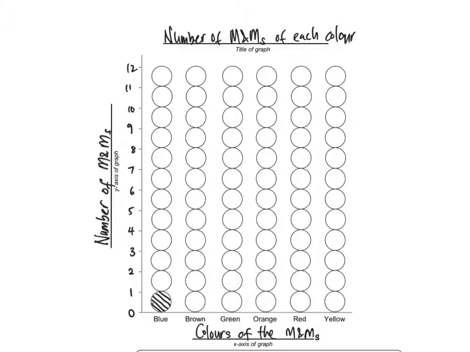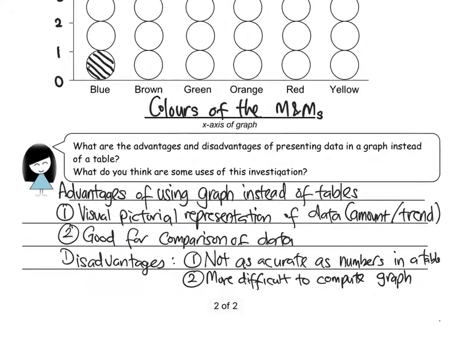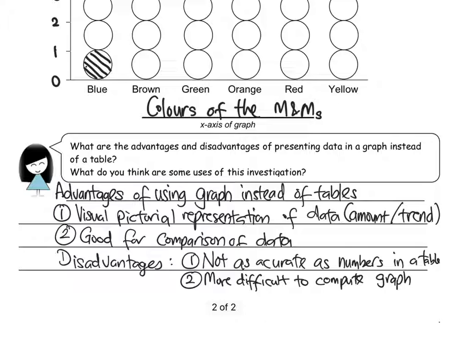Now let's take a look at the advantages and disadvantages of presenting in a graph rather than a table. The advantage of using a graph is that it provides a visual, pictorial representation of the data. You can see roughly how much, and the trend, whether it is going up or which is the most. It's a good representation for comparing the colors. The tallest one is the most, because you don't need to see exactly how many, you just want to know which one is the most.